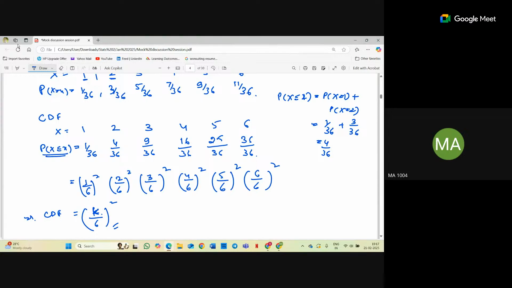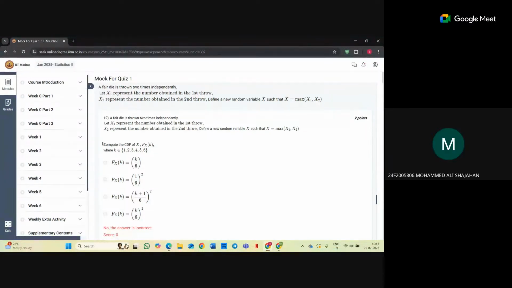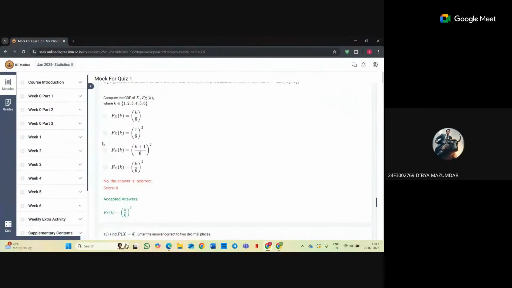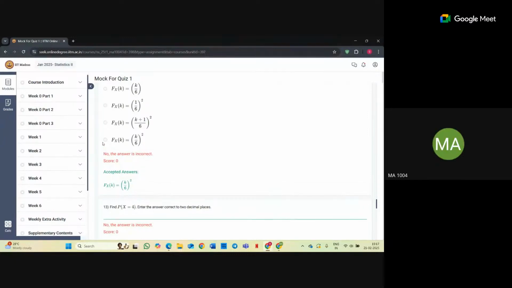Is the solution clear to everyone? Yes, ma'am. Okay, shall we proceed further? Now, find the probability of X equals 4. So what was the probability? 7 by 36, or 16 by 36? X equal to 4, right?